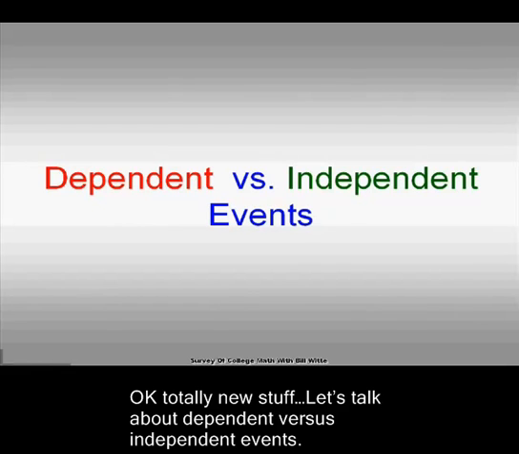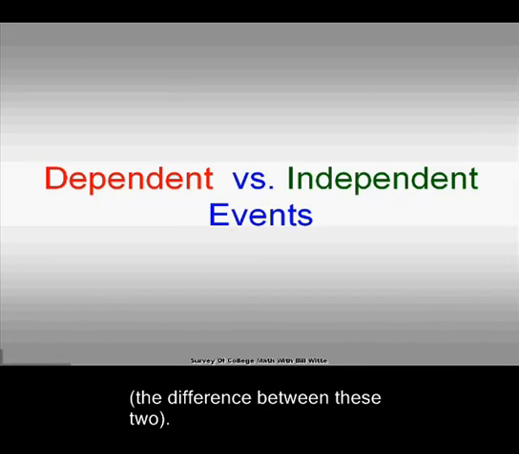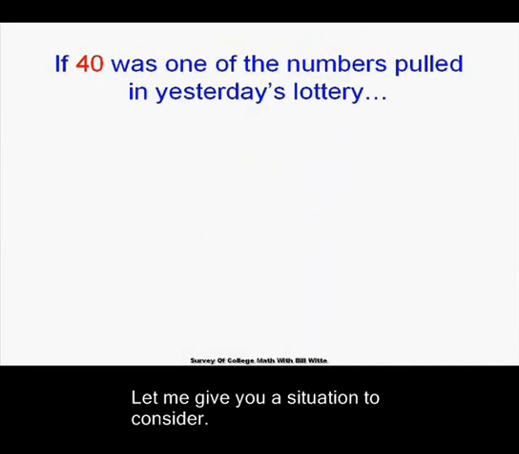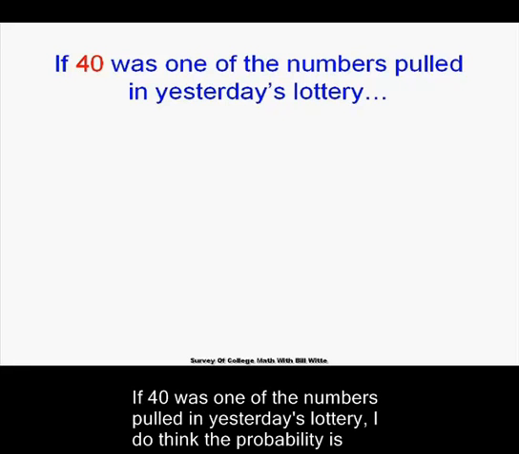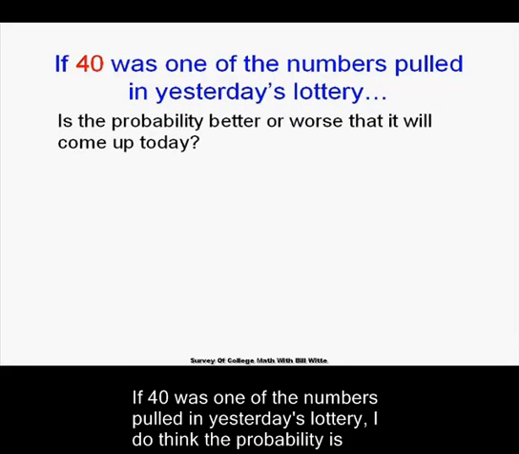Okay, totally new stuff. Let's talk about dependent versus independent events. I'll give you a hint. This is going to be related to conditional probability, the difference between these two. Okay? I demand an explanation. Okay. Well, consider. Let me give you a situation. If 40 was one of the numbers pulled in yesterday's lottery, okay? Yesterday's. Do you think the probability is better or worse that it will come up today?